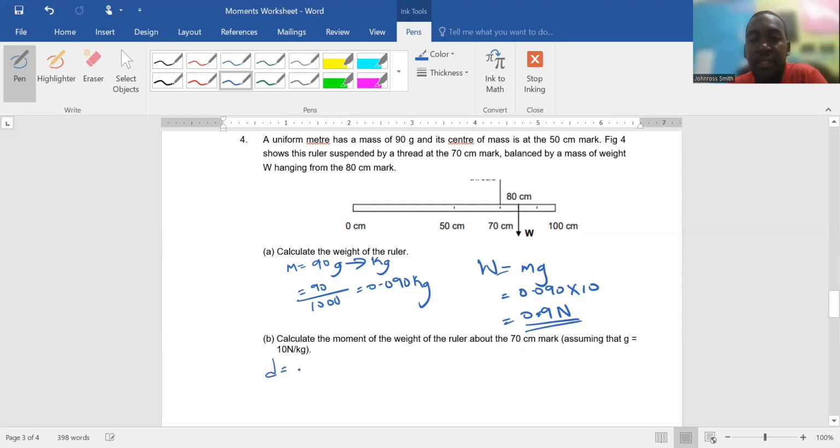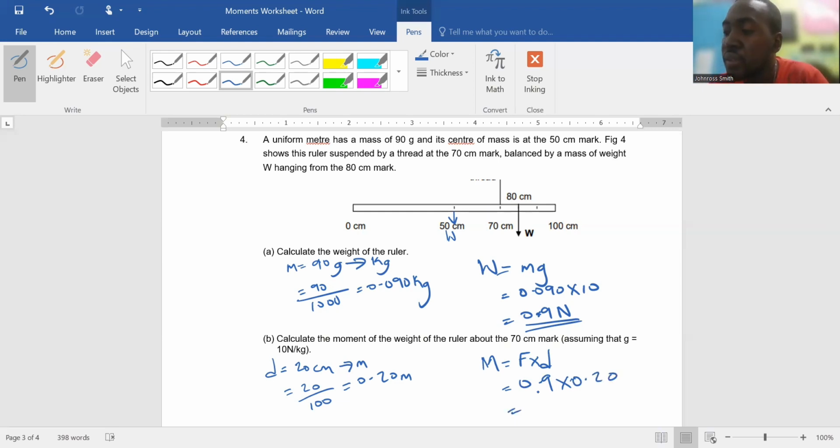Now calculate the moments of the weight of the ruler about the 70. So we know the weight is acting from the 50 and it's pivoted at 70. So that's the 20 centimeter distance. Changes to meters, which is 20 over 100, 0.20 meters. So to find the moment, M is equal to F times D. The force would be the 0.9 multiplied by 0.20, and that gives us 0.18 Newton meter.